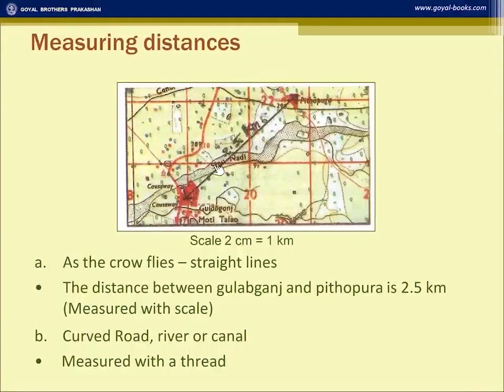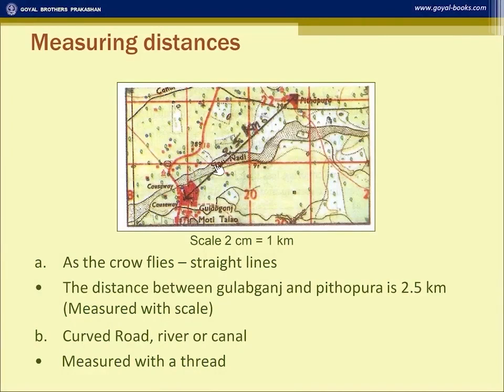As we had done, the scale is given below the survey sheet. What you can do is see the center of Gulabganj, see the center of Pitopura, measure it with the scale and put it on the scale which is given in the survey sheet at the bottom. Put it on 0 and see how many complete kilometers it is. It is 2 kilometers. And then mark it again and put it on 0. You will see it is covering 5 small boxes. That means the distance is 2 kilometer and 500 meters or 2.5 kilometer.